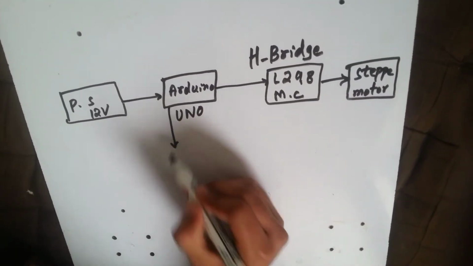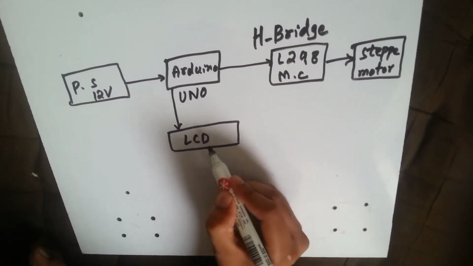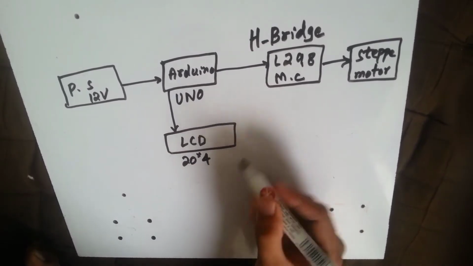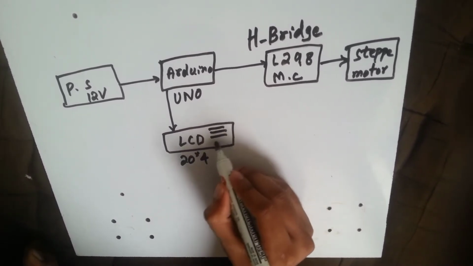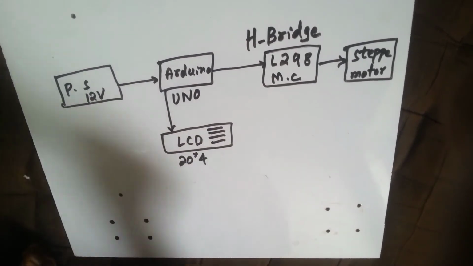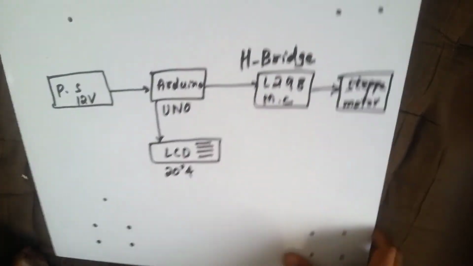And Arduino also prints the corresponding commands on the LCD. We are using a 20x4 LCD, having 4 rows and 20 columns in it. So now move to the source code.